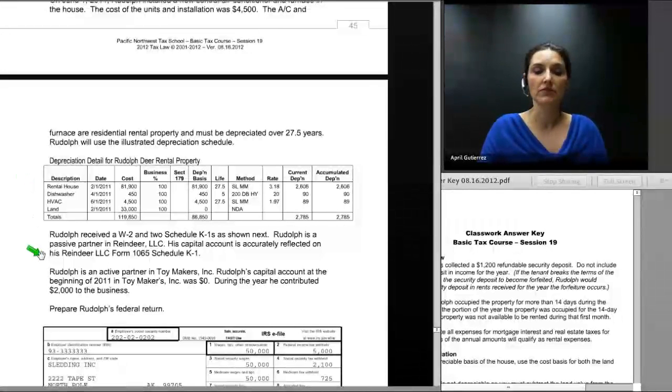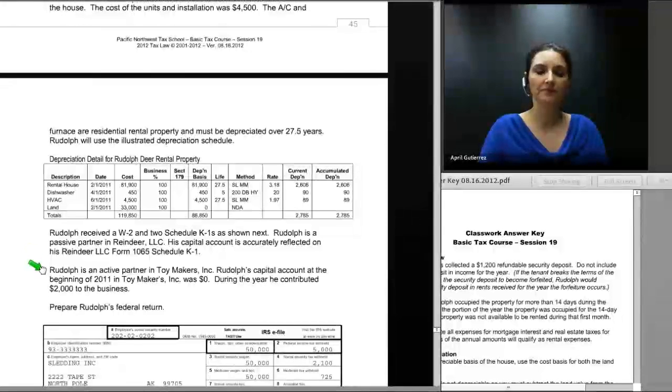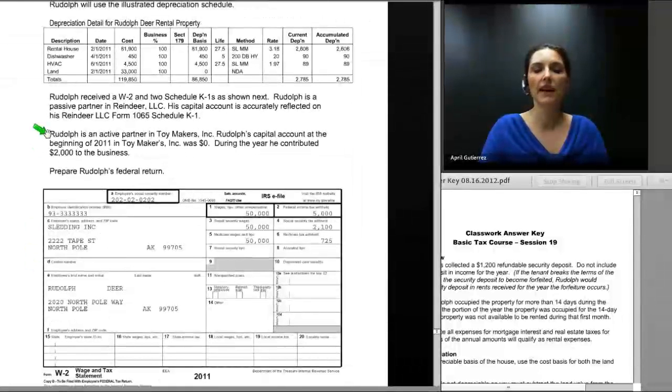Rudolph received a W-2 and 2 Schedule K-1s, as shown next in this problem. Rudolph is a passive partner in Reindeer LLC. His capital account is accurately reflected on Form 1065, Schedule K1. And then Rudolph is an active partner in Toy Makers, Inc. Rudolph's capital account at the beginning of 2011 in Toy Makers, Inc. was $0, and during the year he contributed $2,000 to the business. Go ahead and prepare his return.